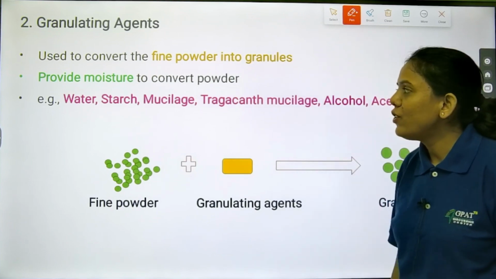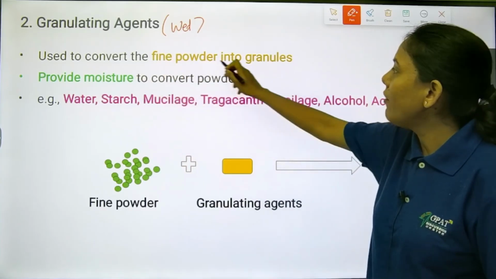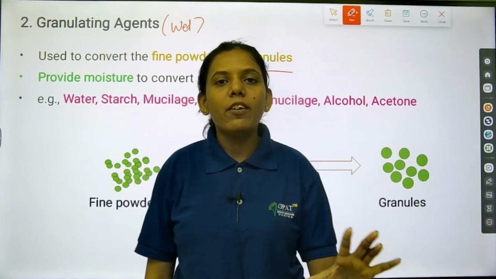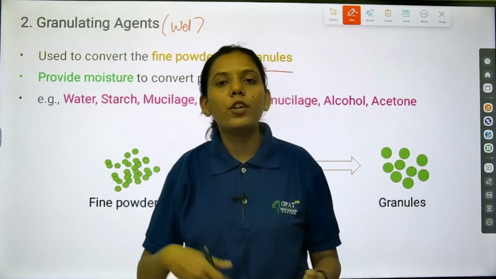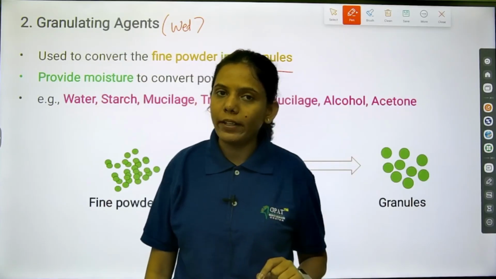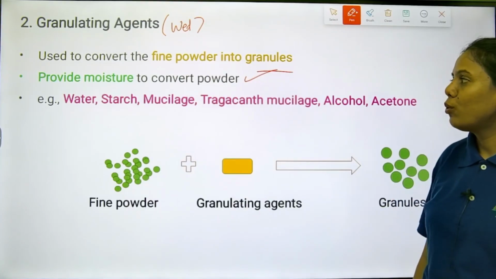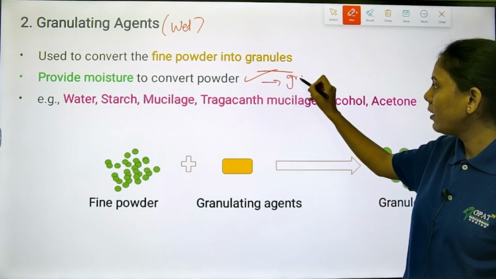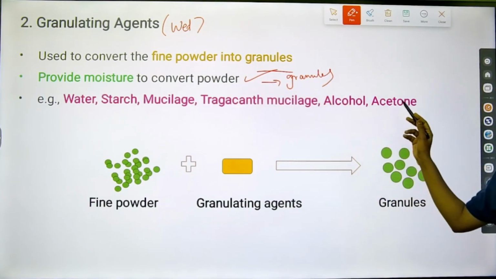So the granulating agent is specifically for wet granulation, used to convert fine powder into granules. Why are granules required? Whenever your powder material does not have sufficient flow and is not coming from the hopper, you go for granules so that it will have better flow. It provides moisture to convert the powder into granules. Examples: water, starch, mucilage, tragacanth mucilage, alcohol and acetone.